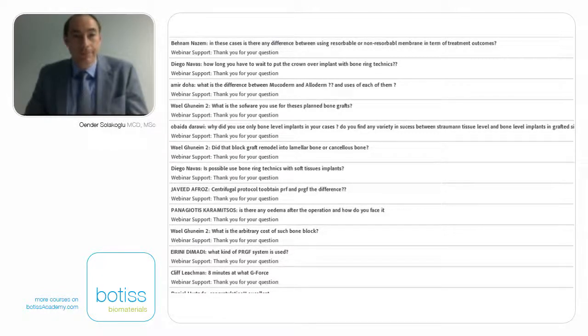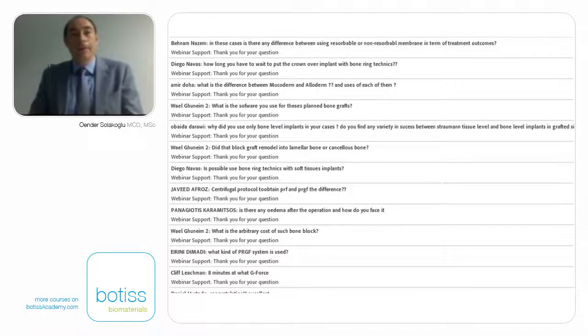Thank you, and here comes the next one. What is the software you use for these implant bone grafts? Once more, please. I did not hear this question. What is the software you use for these implant bone grafts?